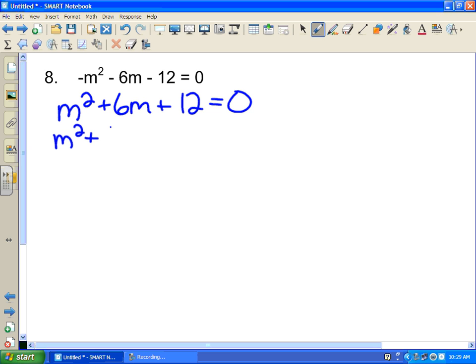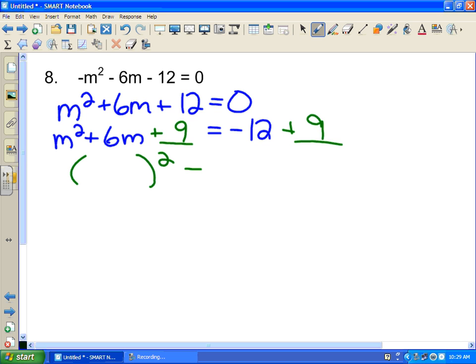With this one, we just move 12 over. Figure out what goes in the blank. 9. Right, half of 6 is 3. 3 squared is 9. We'll add 9 to each side. Am I going too fast? Okay. What goes in parentheses? M plus 6. Close. M plus 3. Okay. And on the right I have negative 3.